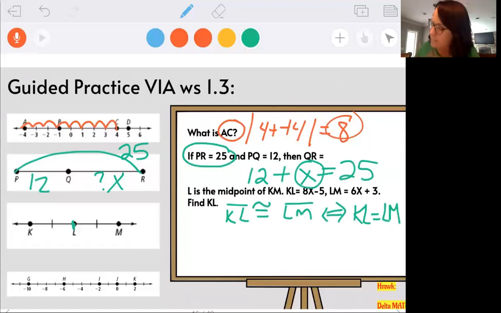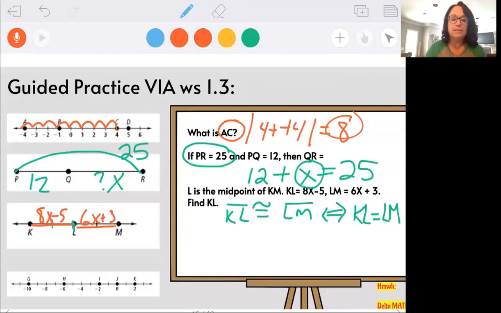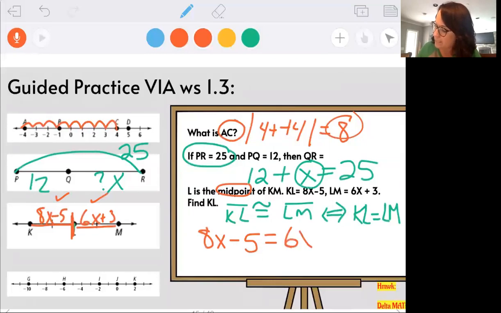So let's set this up. K to L is 8x minus 5. That's this guy. L to M is 6x plus 3. That's this guy. And this is where sometimes kids will ask, well, what's the whole way across? That's not what I'm being asked. I'm being asked to find K to L. Because they told me L is in the middle, I'm not going to add these two up and set it equal to the whole way across. I know these two sides are equal. So I'll say 8x minus 5 has to equal 6x plus 3. So notice the difference. You've got to read very carefully.